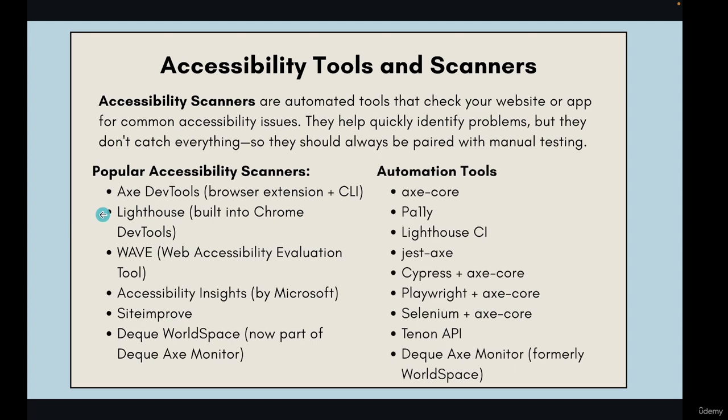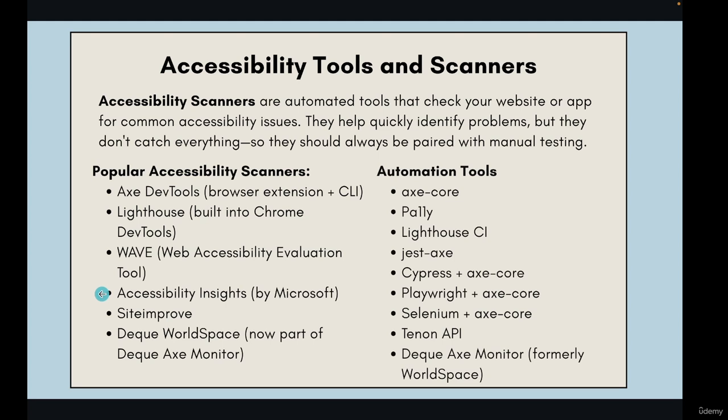We have Lighthouse. This is built into the Chrome DevTools. This is also an automated tool built into Chrome that audits web pages for performance, SEO, and accessibility. It offers quick accessibility scores and improvement tips. Wave, this stands for Web Accessibility Evaluation Tool. This is a browser extension or web service by WebAIM that visually highlights accessibility issues directly on your page, like missing alt text or heading structure problems, things like that.